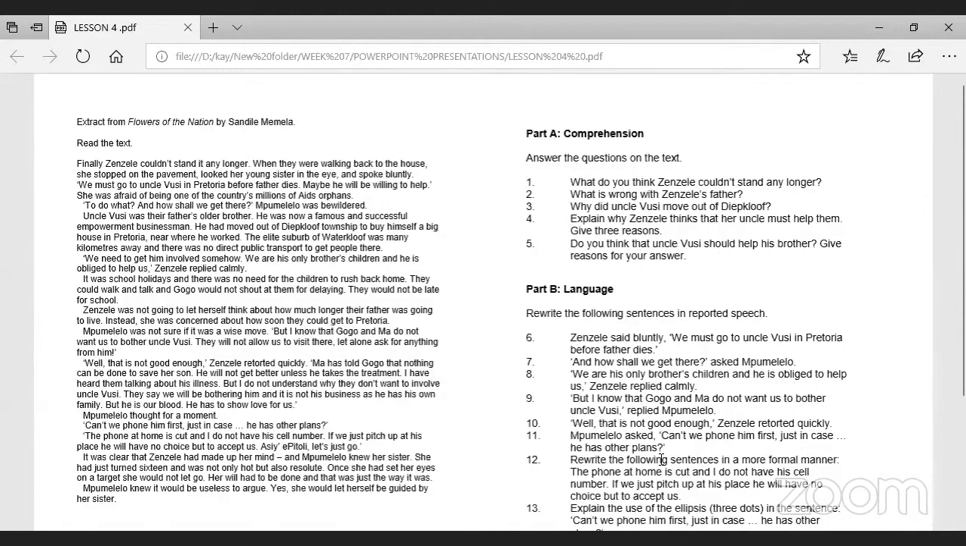Okay, James is saying he has to, yes, because he has to care for his brother. Okay. Portia is saying yes, because Uncle Vusi can maybe afford the treatment. Yes, because if you remember from the extract, it is saying that the uncle is very rich, okay? And he has to show love and care about them.